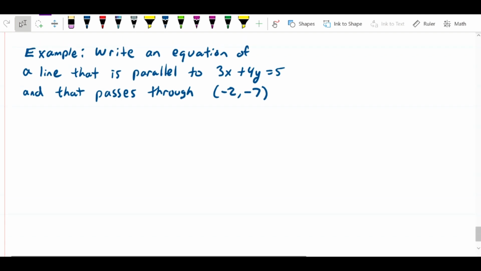So we're going to write an equation of a line that is parallel to the line 3x plus 4y equals 5, and that passes through the point (-2, -7). In order to do this, first of all, we need to know what the slope of the line we're looking for is. Since we're looking for a line that's parallel to the given line, what we want to do is find the slope of that line so that the new line is going to have the same slope.